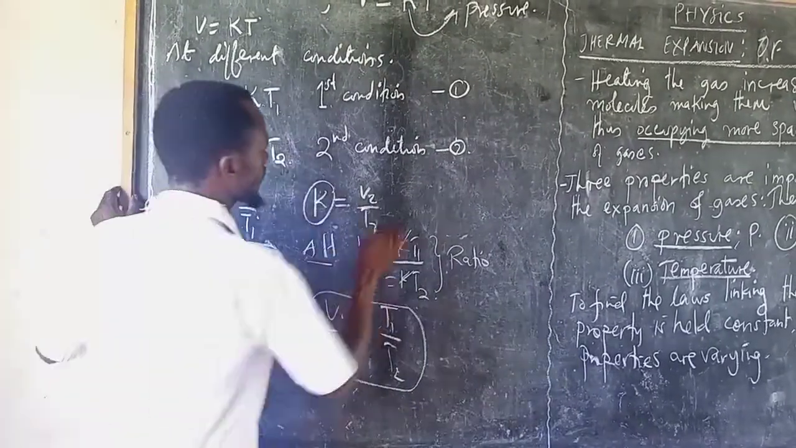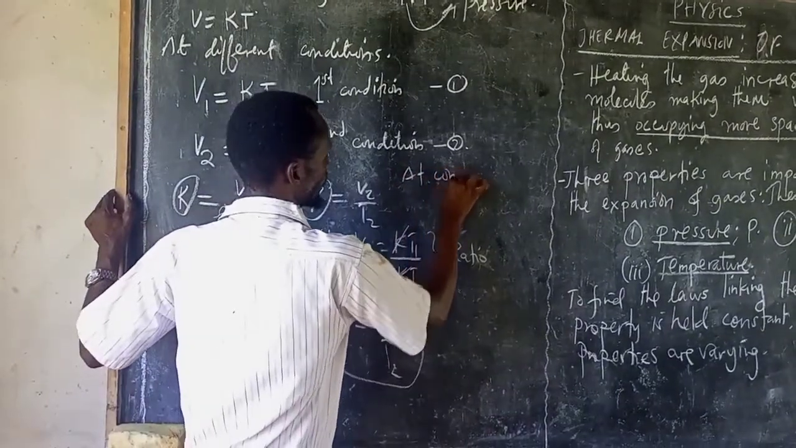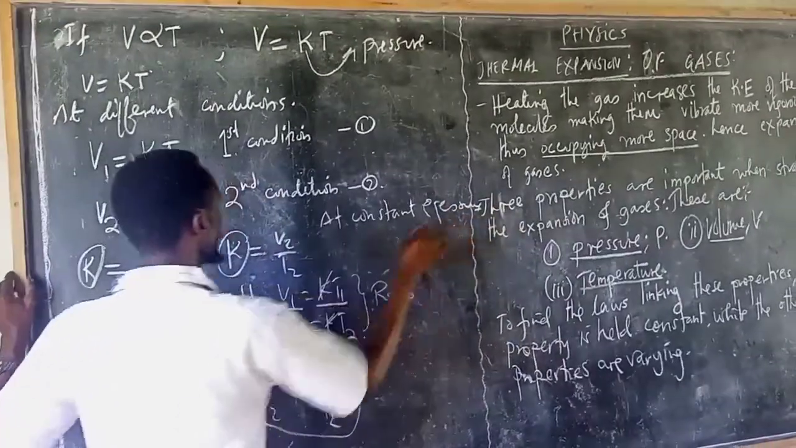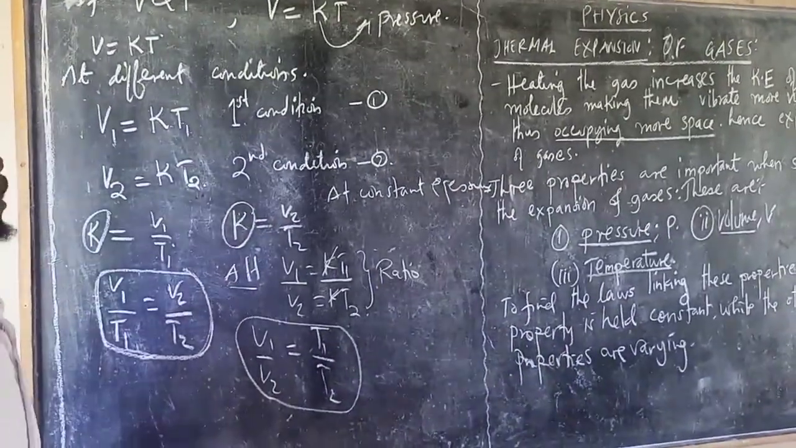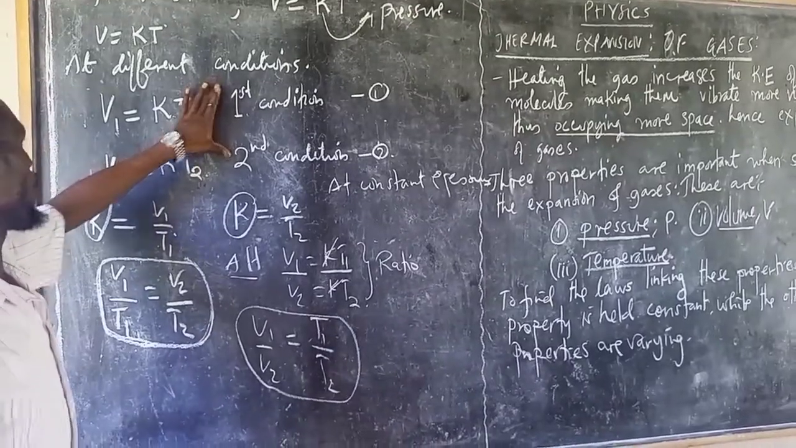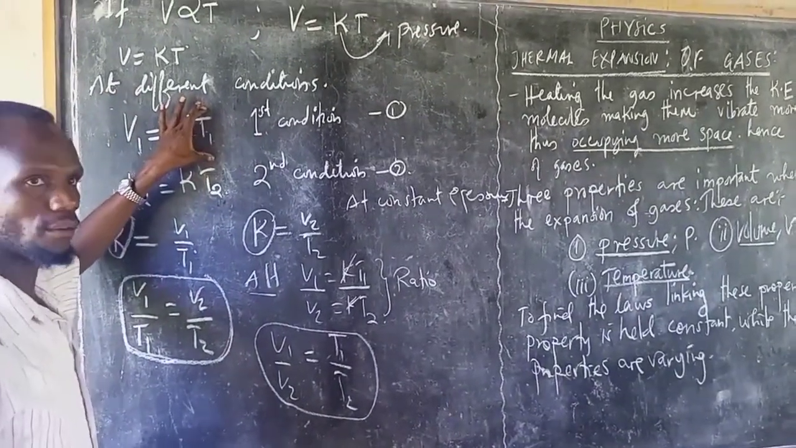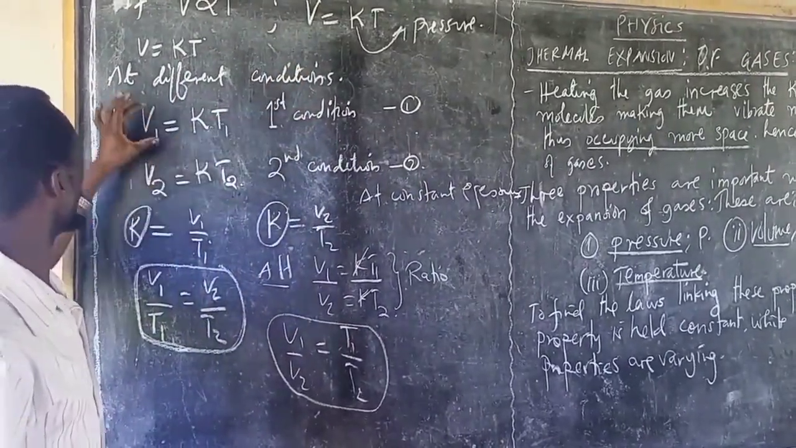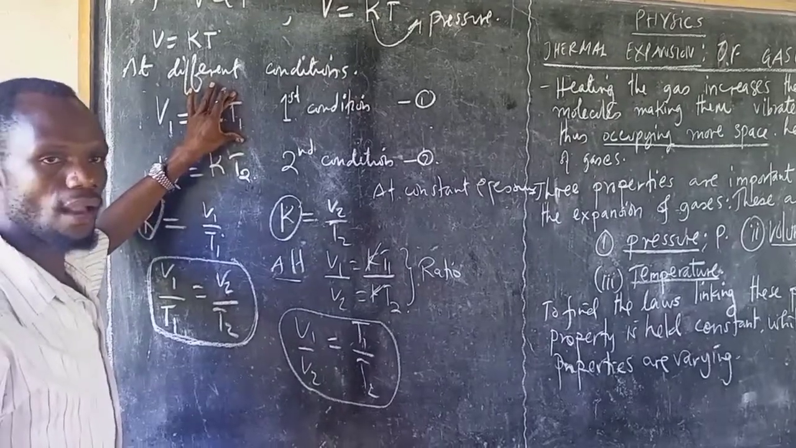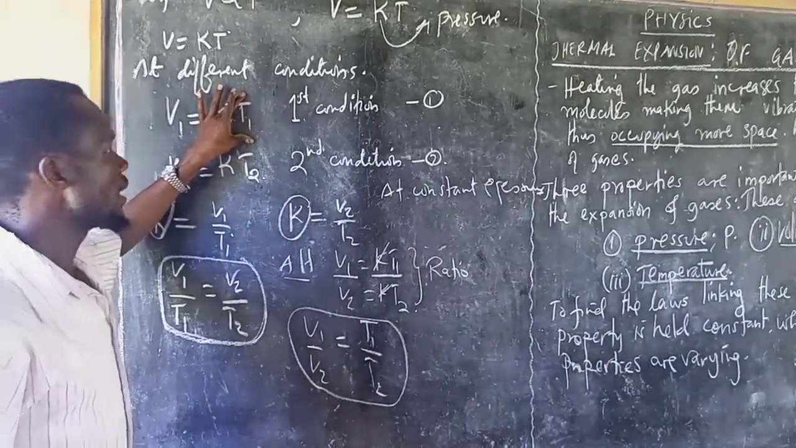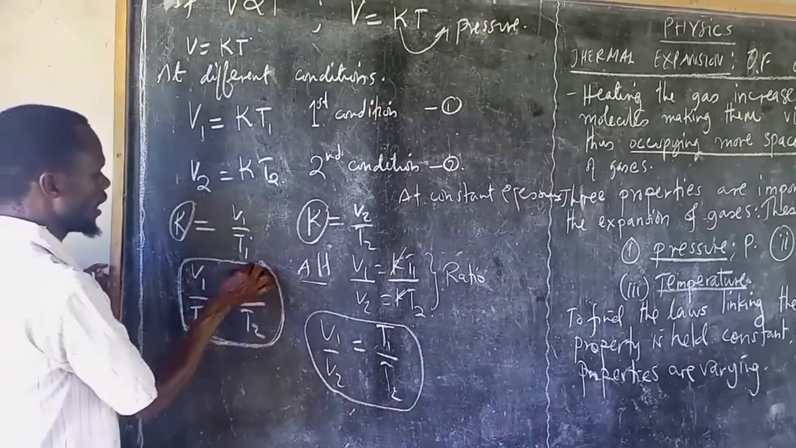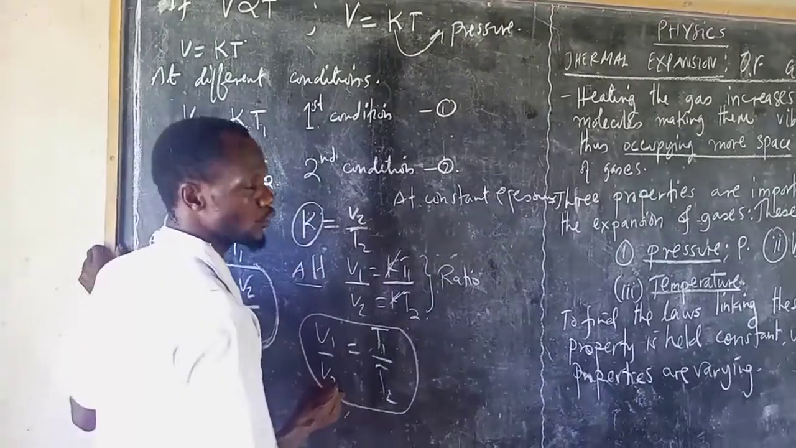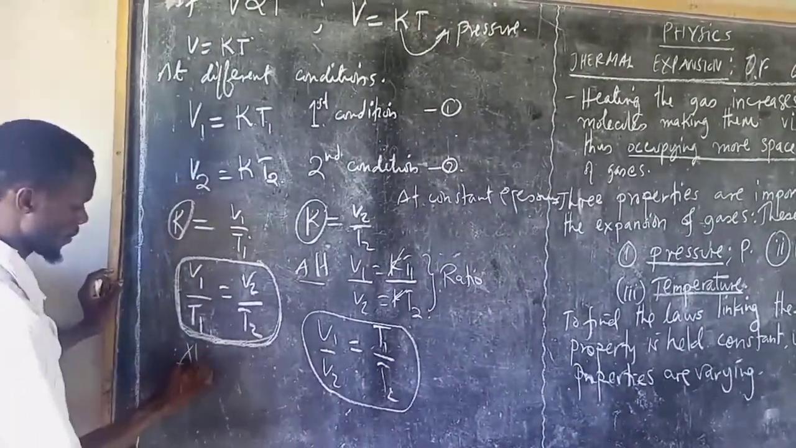But all in all, at constant pressure. So remember one thing, the pressure is held constant while volume and temperature are varying. That is how we obtain this equation. This equation is so important for us to use, but the temperature that we use is absolute temperature.